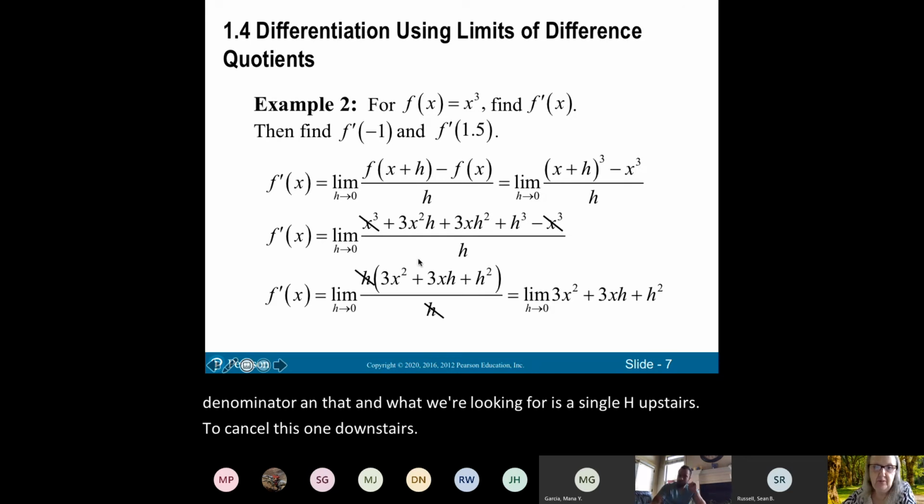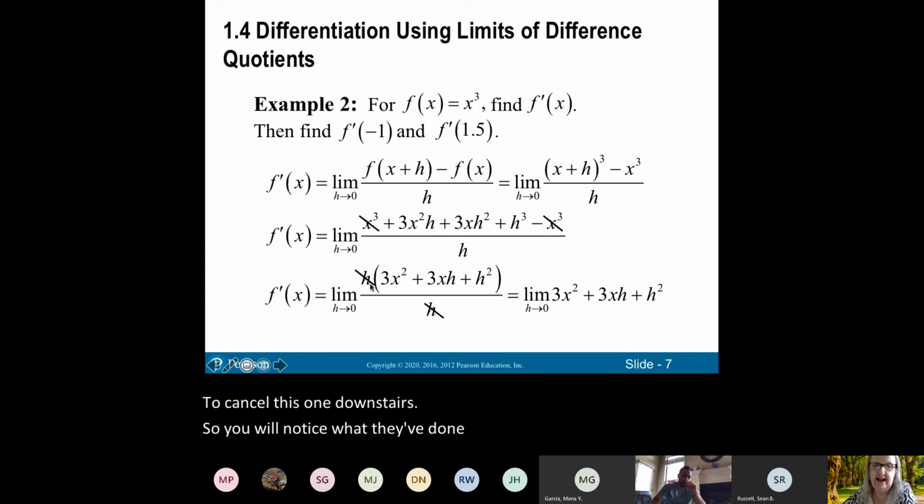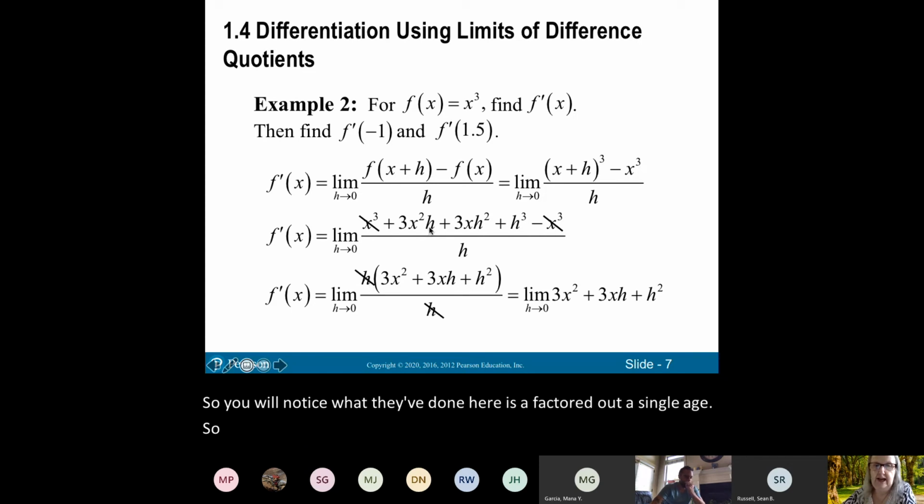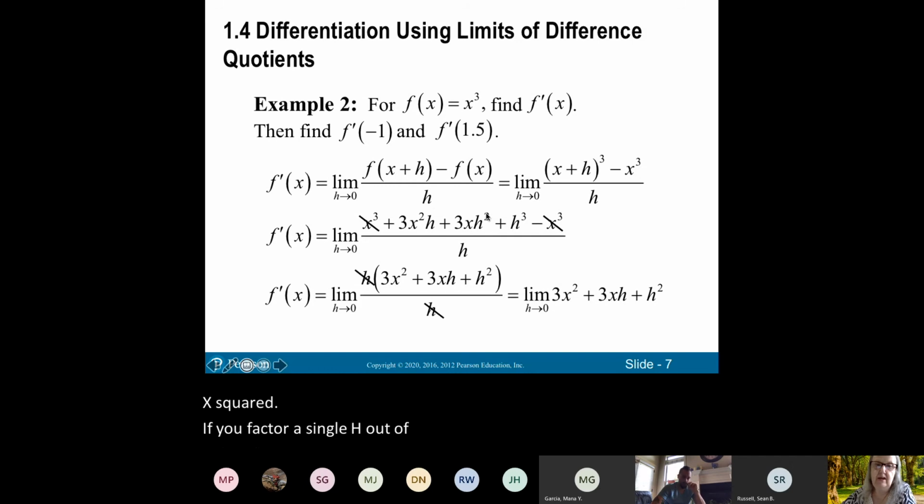So you will notice what they've done here is they factored out a single h. If we factor a single h out of this term, we're left with 3x squared. If you factor a single h out of this term, one of the h's goes, but one stays, so we have 3xh left. We're taking one of these h's out, so we have 3 minus 1, which is 2 of them left. And then we copy this h down.